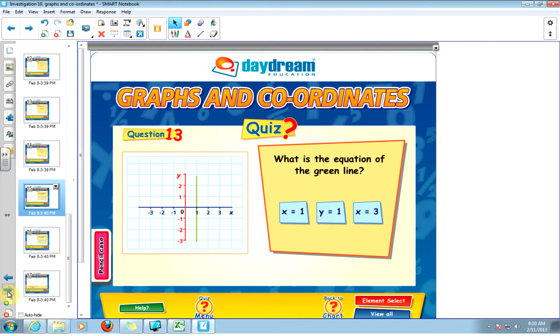Question 13. What is the equation of the green line? X equals 1, y equals 1, or x equals 3. Look at which direction the line is going.